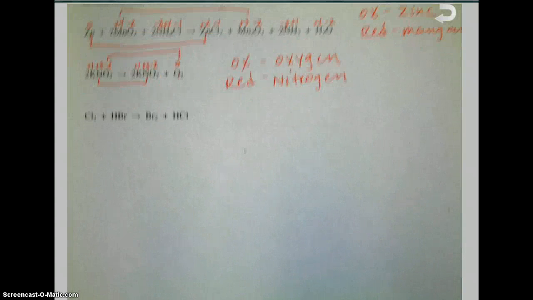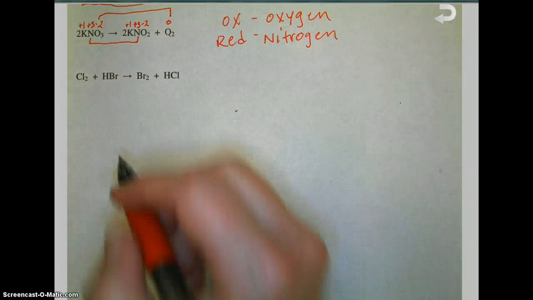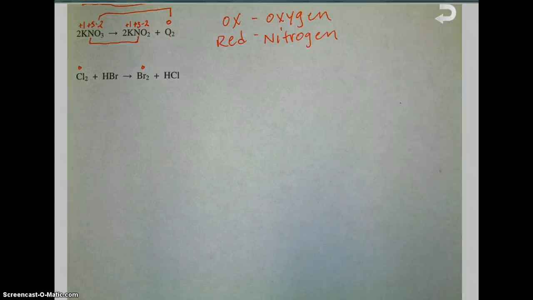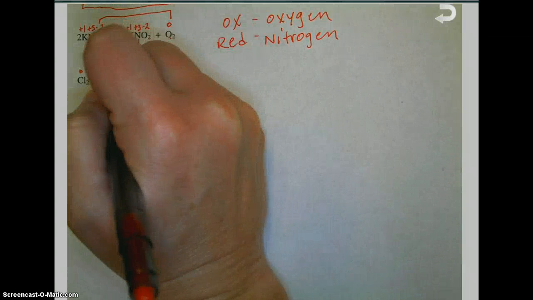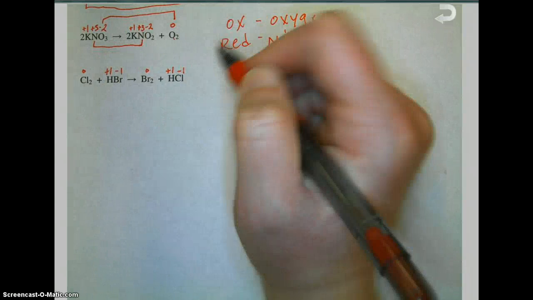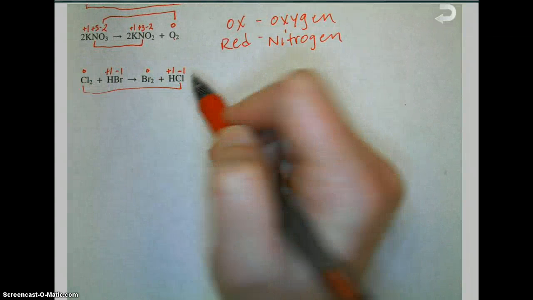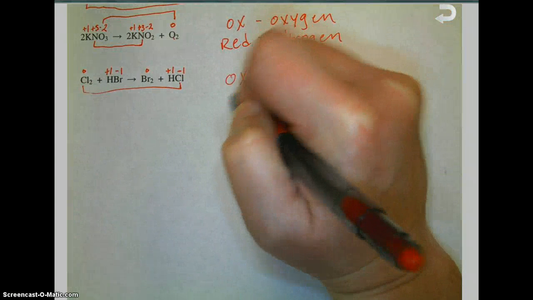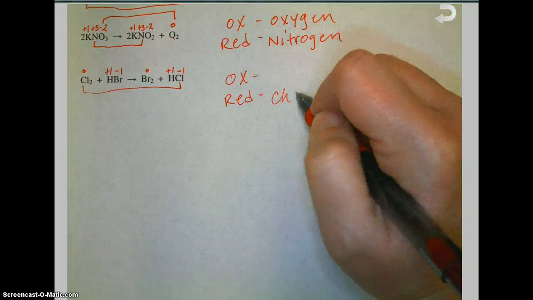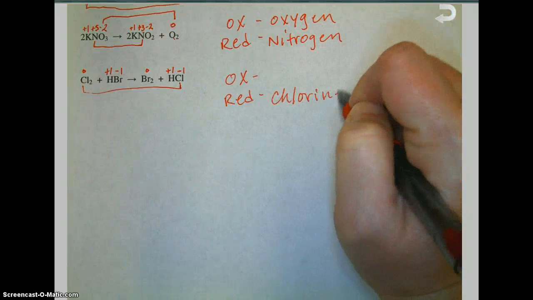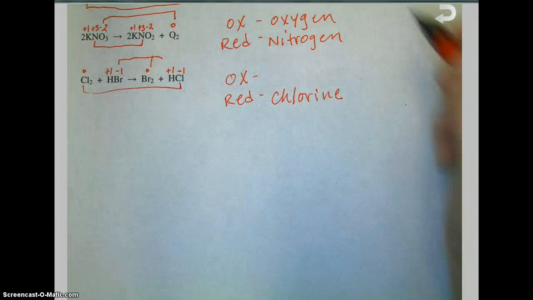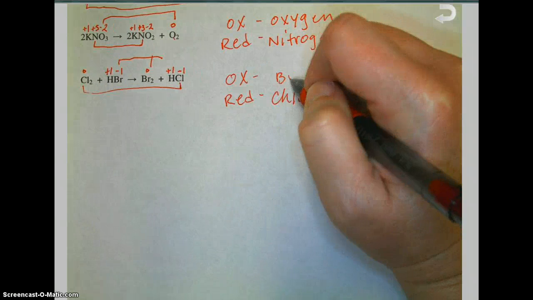Okay, one more example. The chlorine and the bromine are both elements, so they're both 0. We know the hydrogens are both +1, so these have to be -1. So the chlorine went from 0 to -1. That means it gained, so it's reduced. Bromine went from -1 to 0, so it lost electrons, it was oxidized.